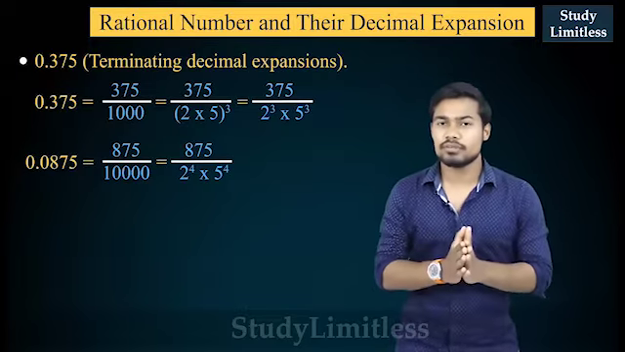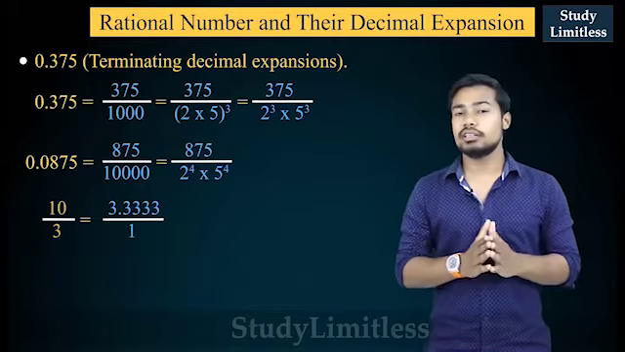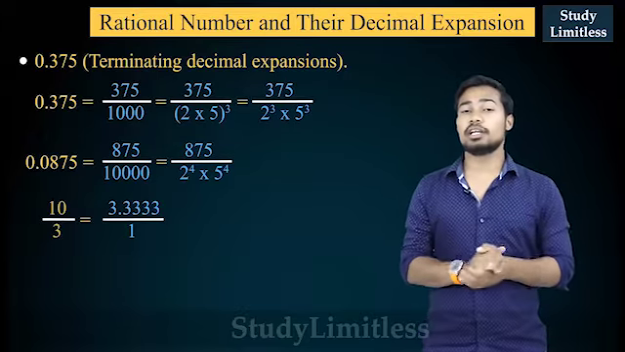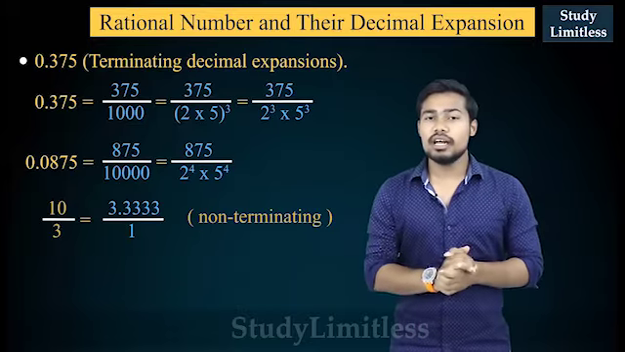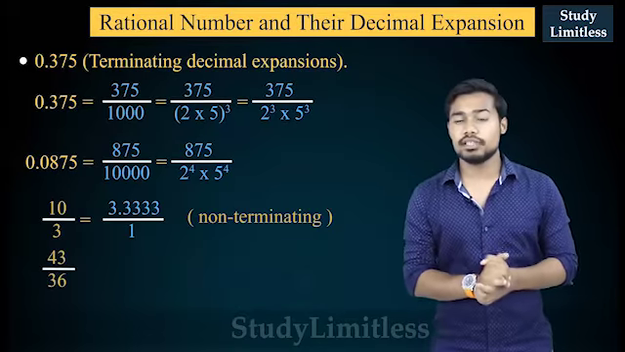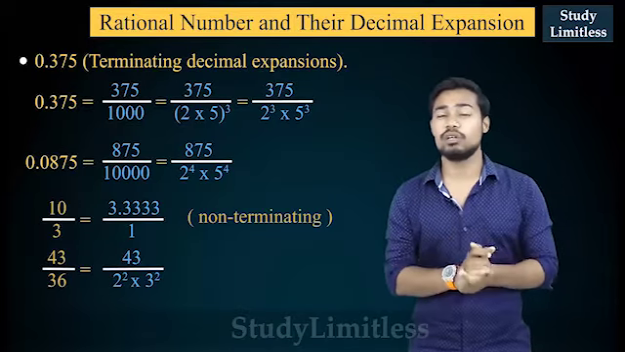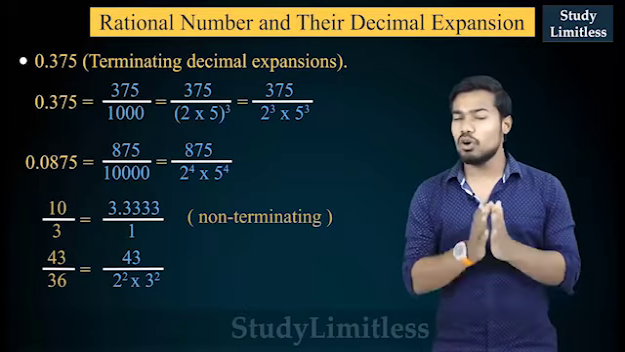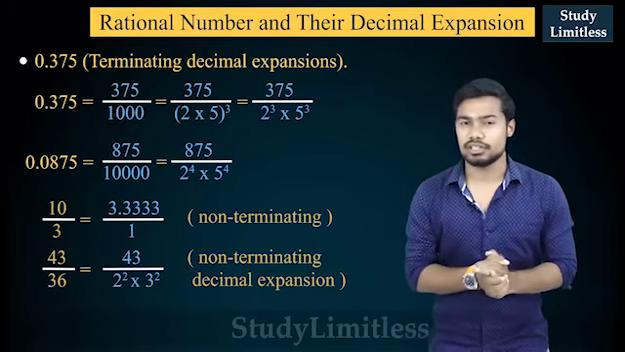If I take the number 10 by 3, which is equal to 3.33333 and so on, 10 by 3 can also be written as 10 upon 3 to the power 1. This means it has non-terminating and recurring decimal expansion. Similarly, if I take the example of 43 upon 36, which is also equal to 43 upon 2 into 3 to the power 2. That is equal to 43 upon 2 to the power 2 into 3 to the power 2, which is also a non-terminating and recurring decimal expansion.